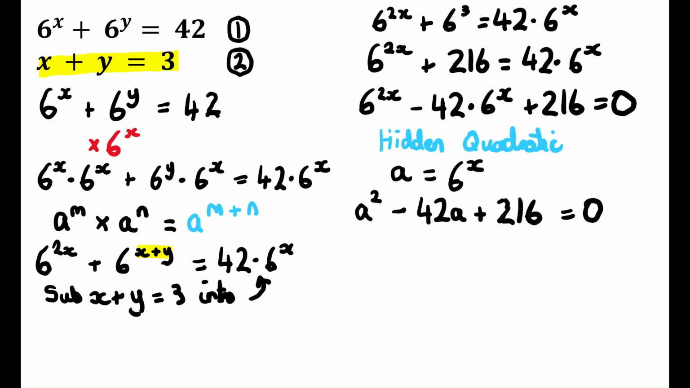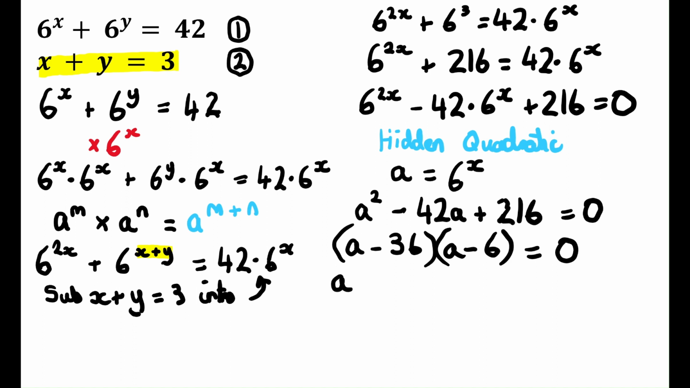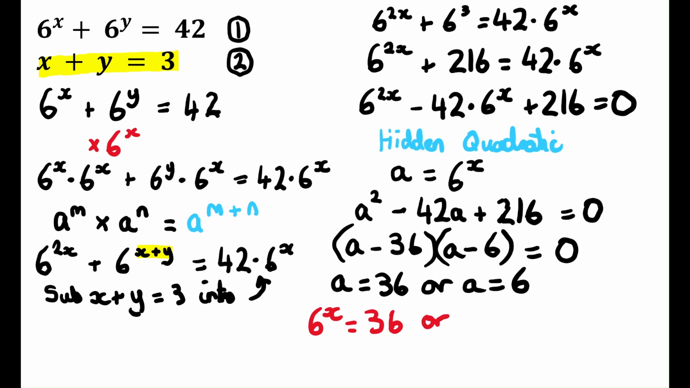Now it's time to factorize the quadratic. 216 is divisible by 36 and 6. So a minus 36 times a minus 6 is equal to 0. Hence, a is equal to 36 or a is equal to 6. Therefore, we have that 6 to the x is equal to 36 or 6 to the x is equal to 6.